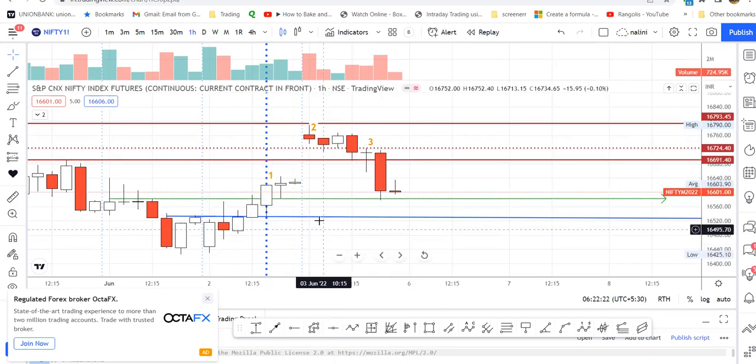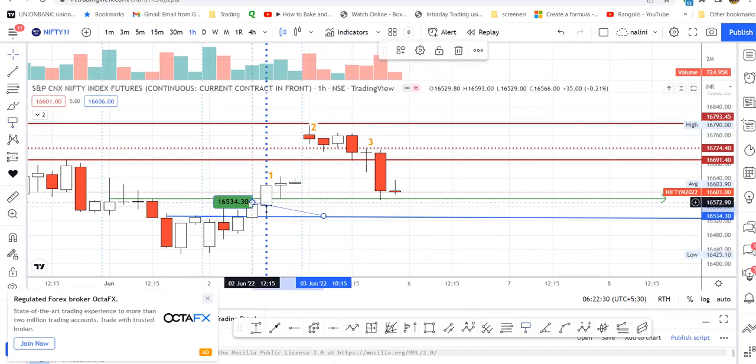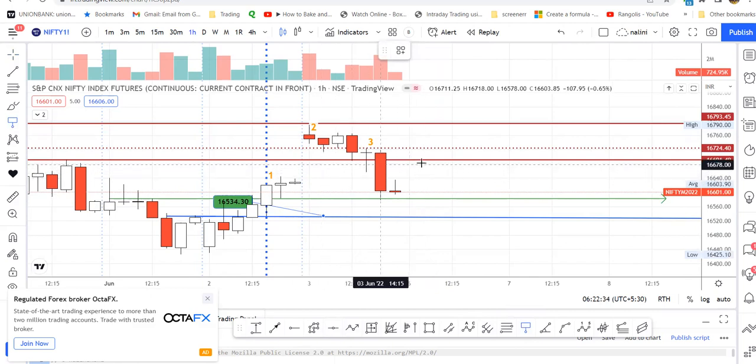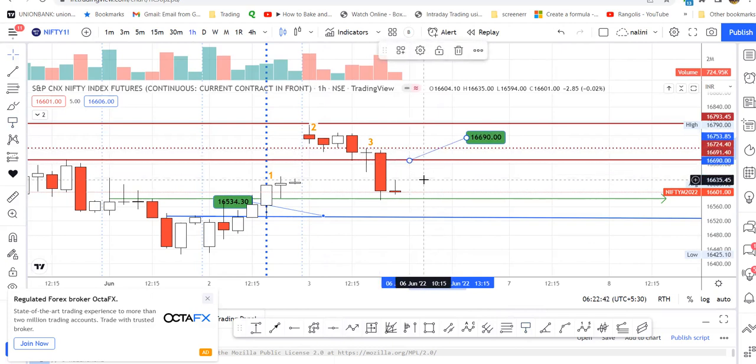This is the first candle. First candle boundary is the blue line, 16,530. And then this low is 16,694. Better you mark this level. So it has broken down. Change of character as seen in the first candle and second candle. This is the third candle.